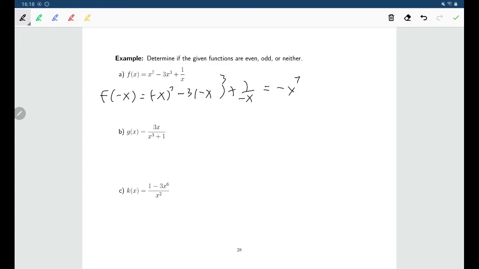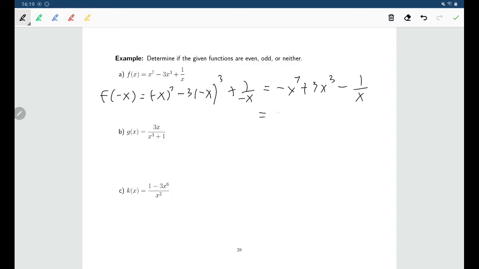There we go. Had my cube inside the brackets. The cube should have been outside the brackets. Negative x cubed, rather, is negative x cubed. Multiplying that by negative 3 gives me positive 3x cubed. And 1 over negative x, that's negative 1 over x.